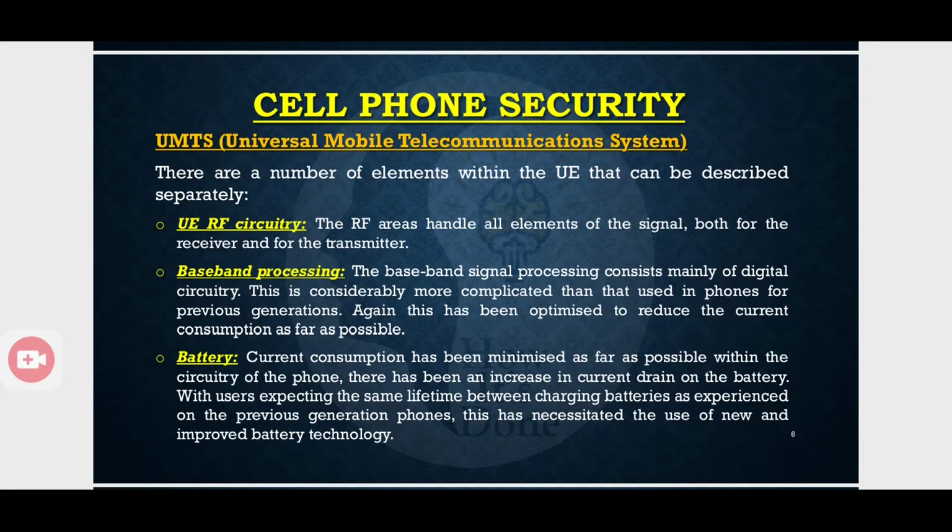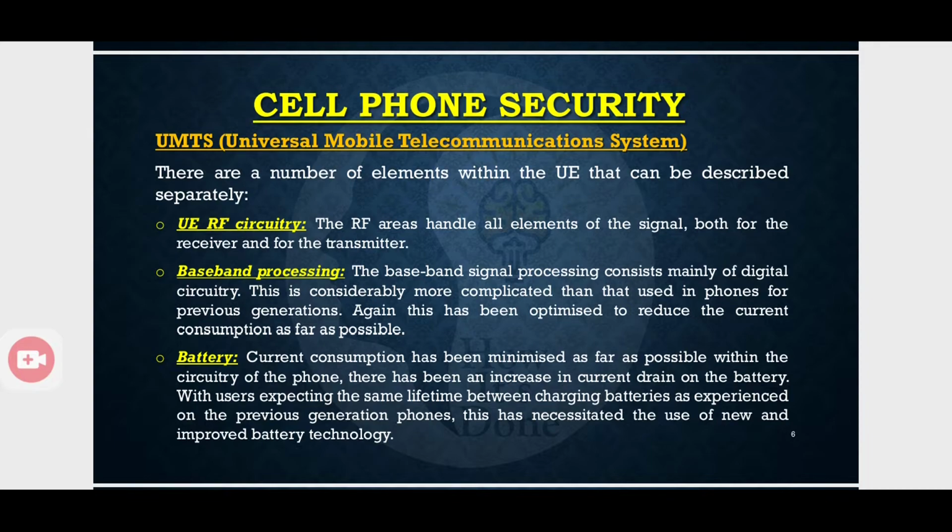Next is the baseband processing. Baseband signal processing consists mainly of digital circuitry. This is considerably more complicated than that used in phones of previous generations. Again, this has been optimized to reduce the current consumption as far as possible. Also, we have a battery. Current consumption has been minimized as far as possible within the circuitry of the phone. There has been an increase in the current drain of the battery, with users expecting the same lifetime between charges as experienced on previous generation phones. This has necessitated the use of a new improved battery technology. So, as we said, UMTS has three main components, and the first component is user equipment, maybe a mobile or cell phone or other devices connected with a computer.